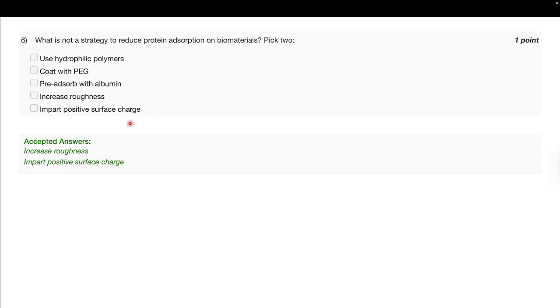Similarly, if you have a charge over your surface, the charges on the proteins will try interacting. If you have a negative charge, positively charged proteins will attach themselves on the surface. If you have a positive charge, negatively charged proteins will try attaching themselves on the surface. So your last two options, which are increase roughness and impart positive surface charge, don't help in reducing protein absorption on biomaterials. So these are the two correct options.